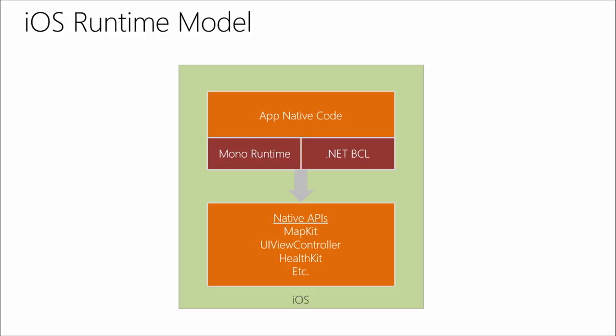But with this, it compiles down to native code, and you have direct access into things like MapKit, UIViewController, HealthKit, anything that is natively accessible from Objective-C. You can also access it from Xamarin using C#. And you could also do things called bindings, where you could use existing Objective-C libraries within your Xamarin application. Gotcha. So I have the full surface area of iOS available to me through Xamarin. Pretty much, yeah. Whatever you can do in Objective-C, you could do with Xamarin.